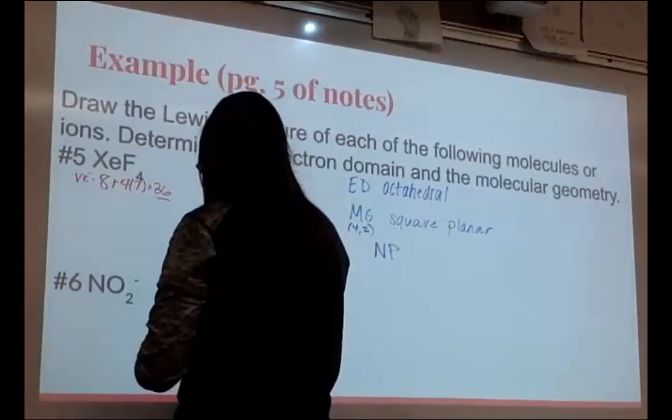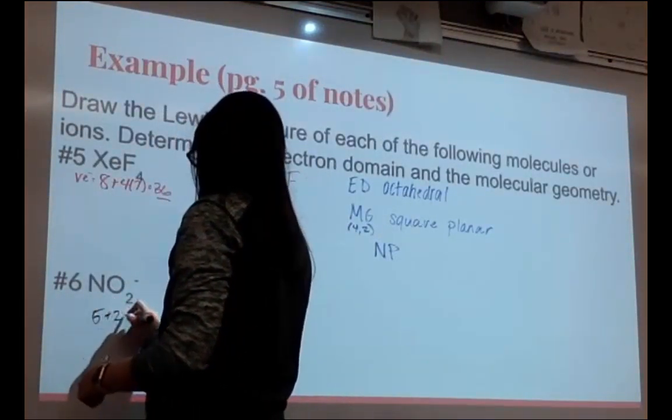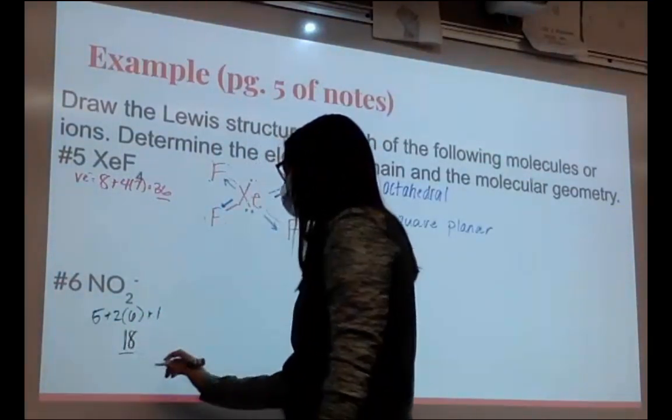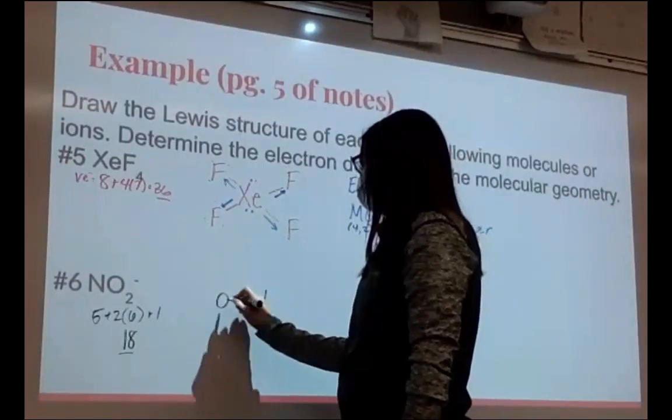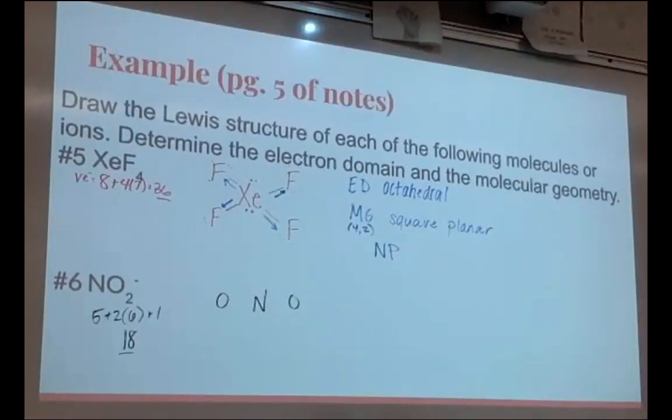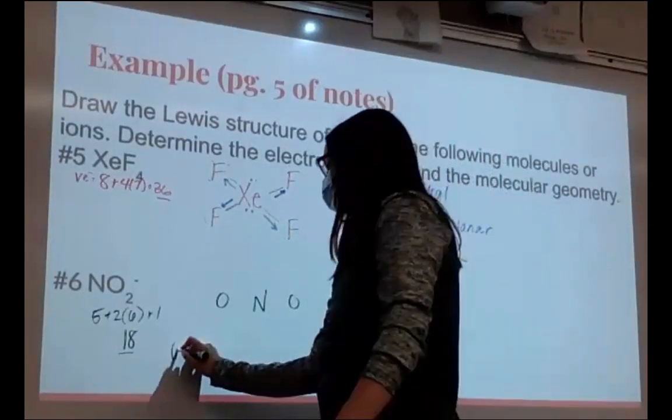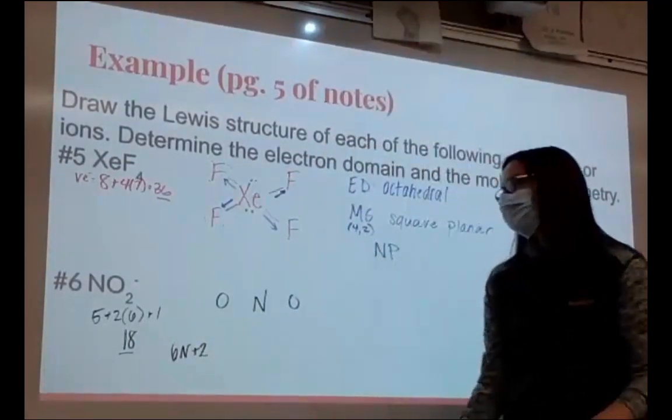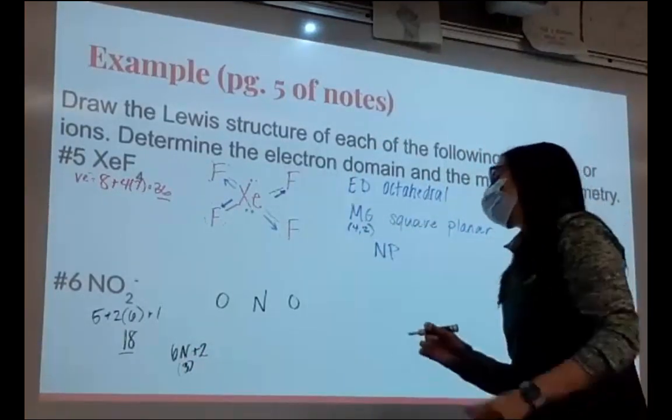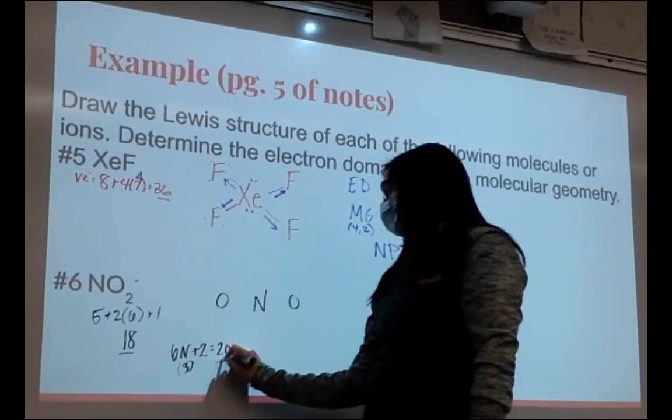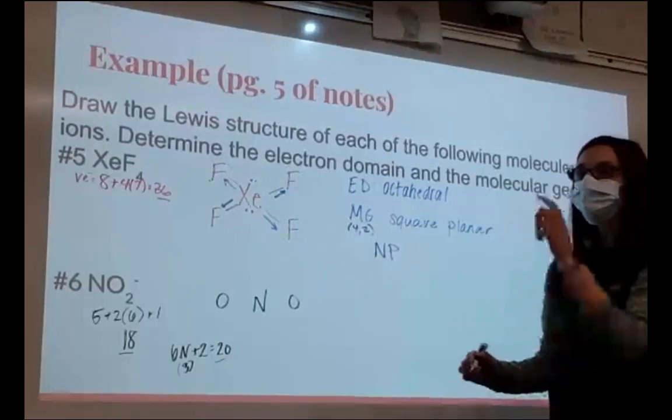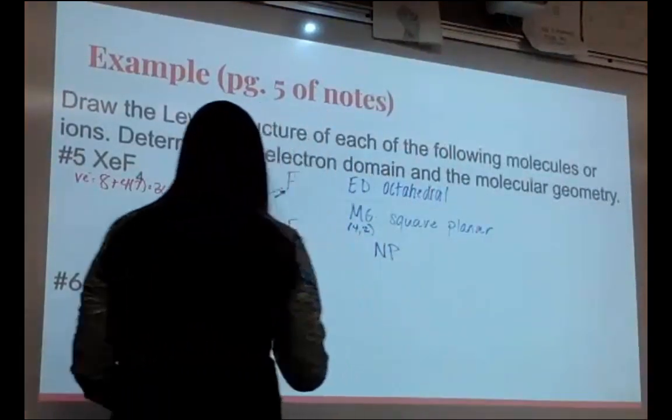And then NO2 minus, so we have 5, 6 plus 1, 18 valence electrons. So NO2, I draw the structure. Does this have the potential to multiple bond? Yes. So if I do 6n plus 2, n is the number of atoms that is not hydrogen, so it's 3. 6n plus 2 is 20. So that means we can have 1 double bond. But I don't know where to put it.